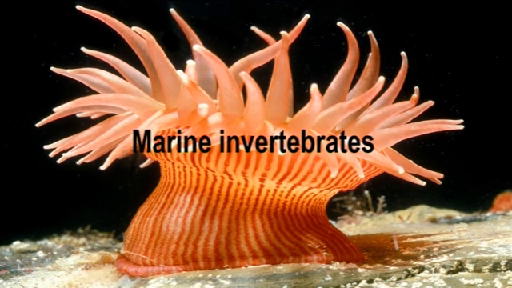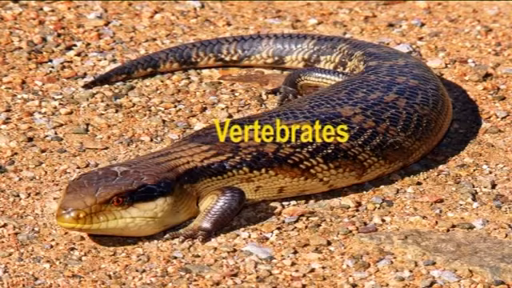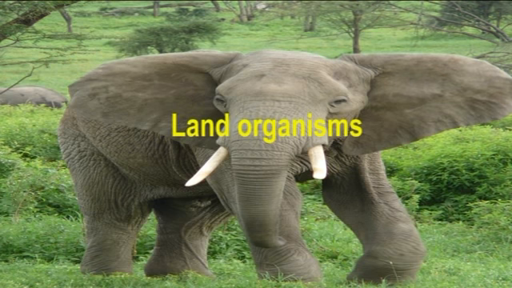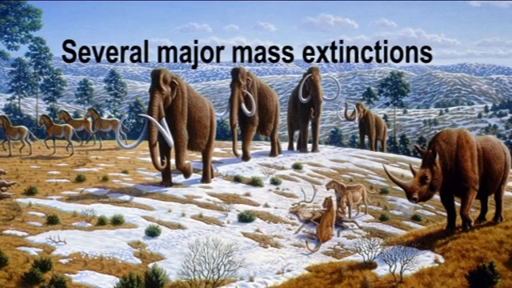Based on the fossil record, the background rate of extinctions on Earth is about 2 to 5 taxonomic families of marine invertebrates and vertebrates every million years. Marine fossils are mostly used to measure extinction rates because of their superior fossil record and stratigraphic range compared to land organisms. Since life began on Earth, several major mass extinctions have significantly exceeded the background extinction rate.